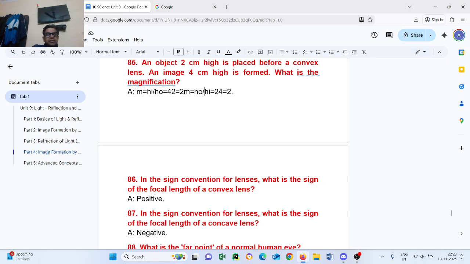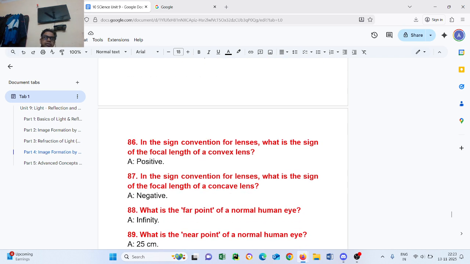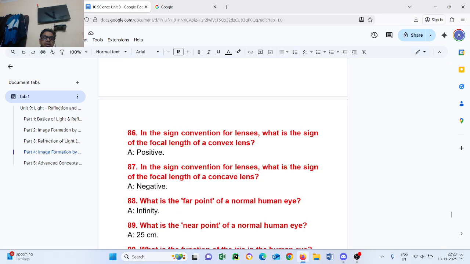Question number 86. In the sign convention for lenses, what is the sign of the focal length of a convex lens? Positive. Question number 87. What is the sign of the focal length of a concave lens? Negative. Question number 88. What is the far point of normal human eyes? Infinity. Question number 89. What is the near point of normal human eyes? 25 centimeter.